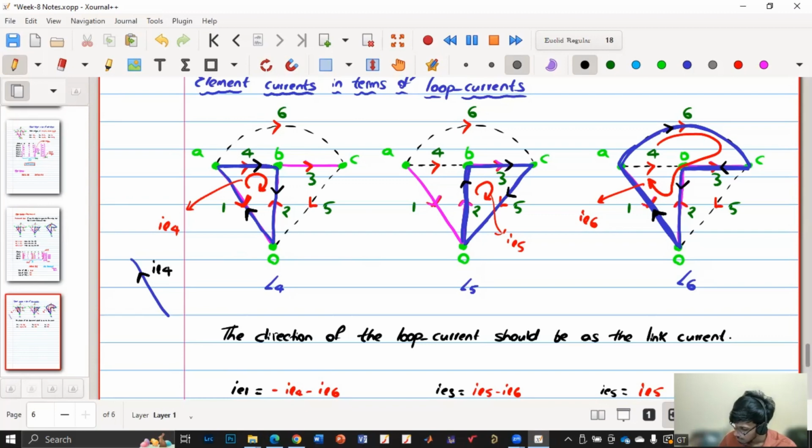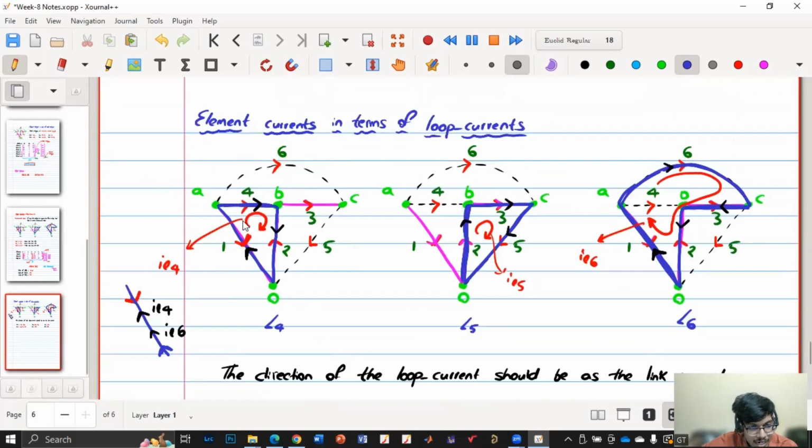Okay. And similarly, loop 6, it says IL6 is flowing in this direction. So from the loop currents, it says IL4 plus IL6 current is flowing in this direction. But according to my convention, I have considered the current in bottom direction. So I can say that IL4 plus IL6 is flowing from bottom to top, or minus of IL4 plus IL6 is flowing from top to bottom. So which is what I am getting here.